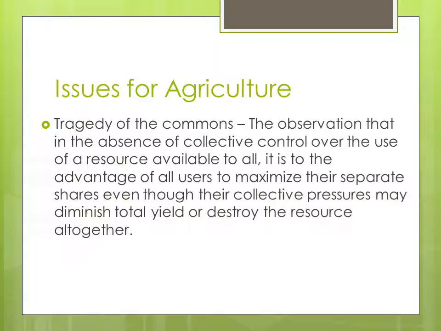Because that is what the tragedy of the commons is, and it is something that is associated with agriculture, but as well as other things like oil, like other primary sector activities. So here's the definition. The observation that in the absence of collective control over the use of a resource available to all, it is to the advantage of all users to maximize their separate shares, even though their collective pressures may diminish total yield or destroy the resource altogether.